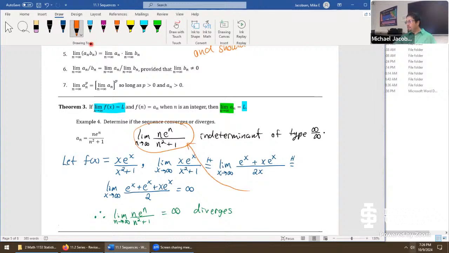Just try and figure out where I want my arrow to go. Theorem 3 allows us to use L'Hopital's rule without defining that f of x function.